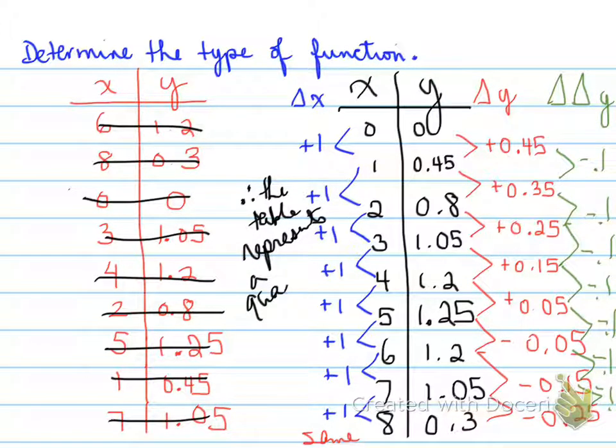And why does it represent a quadratic function? Hopefully you're thinking, okay, well delta x are the same and delta y are the same. So all the delta x values are the same and the delta y values are the same.